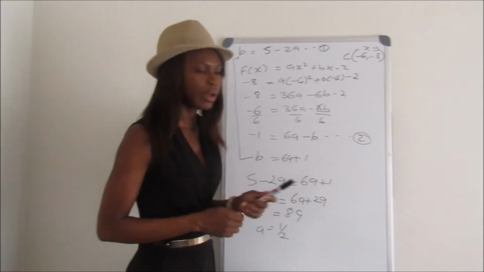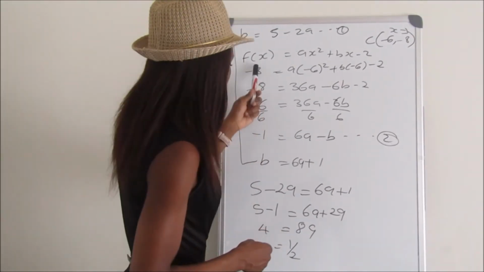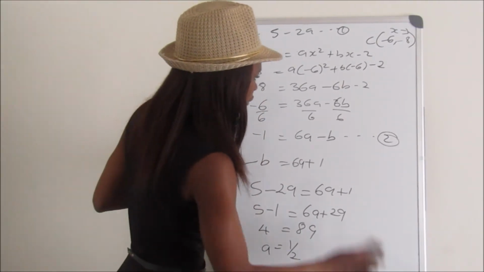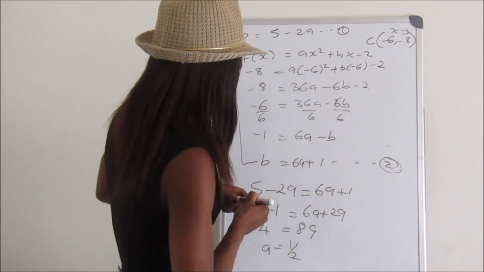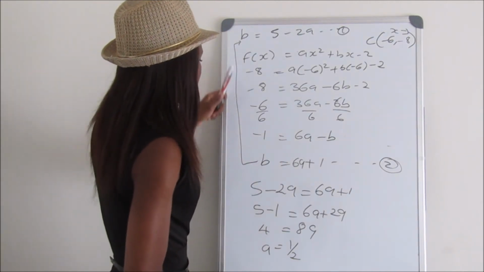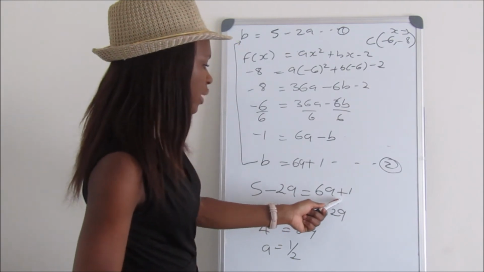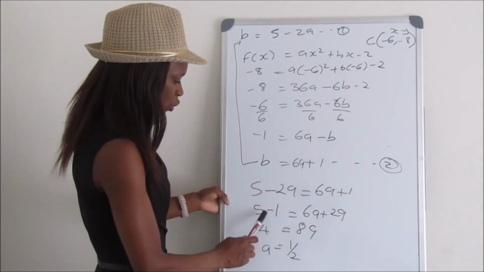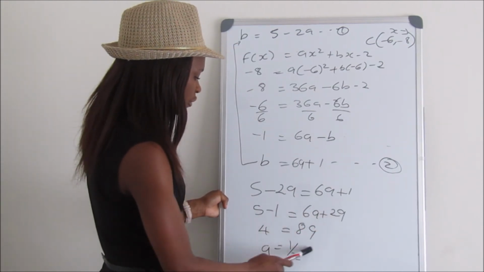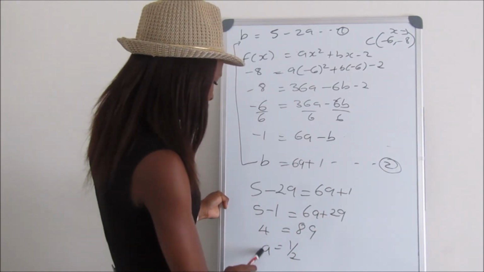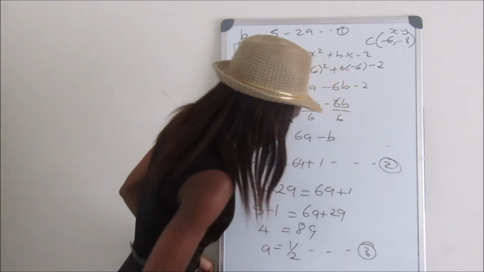What we did here was find the first equation using the first point and the second equation using the second point on the graph, then solve them simultaneously. Equating the two equations, 5 - 2a = 6a + 1, and grouping them together, 5 - 1 = 6a + 2a, which gives 8a = 4, so a = 1/2. This is our equation number 3.